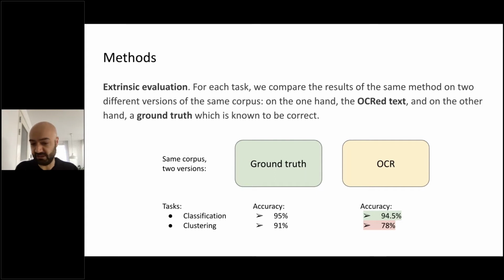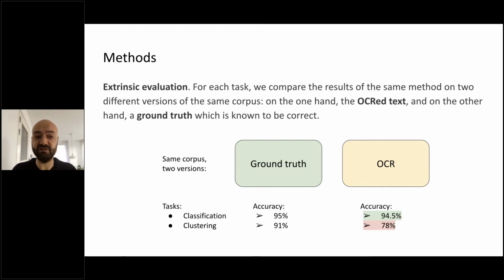I put a completely fictional example down there. So I have classification and clustering tasks. I'm using a certain measure to assess how well I'm doing at my task. And I'm imagining that I get 95% accuracy for classification and 91% for clustering on the ground truth version, and then for the OCR version, I'm imagining that I get, let's say, 94.5% accuracy for classification and 78% for clustering.